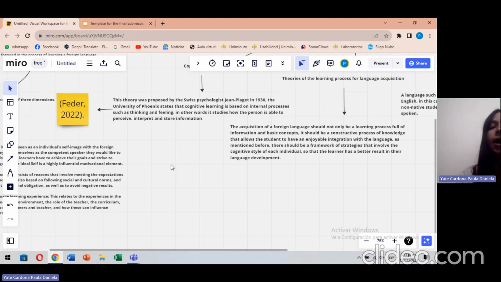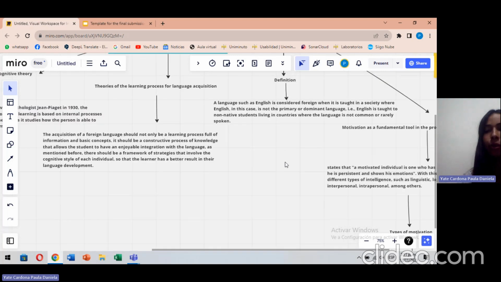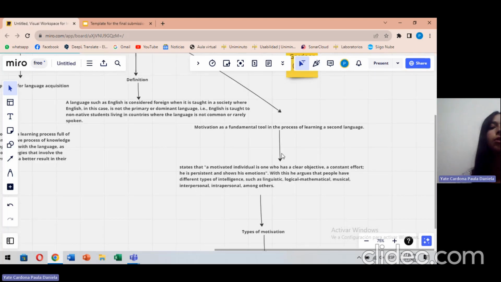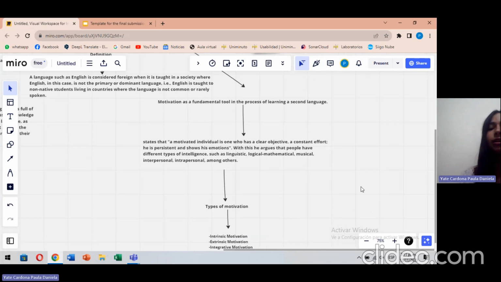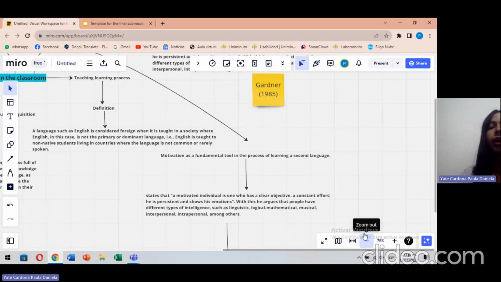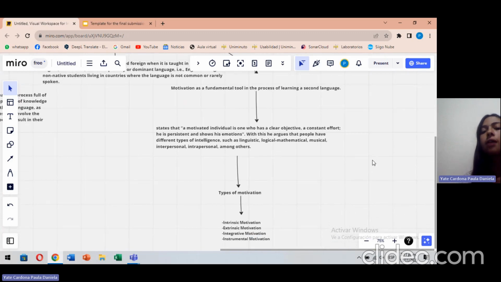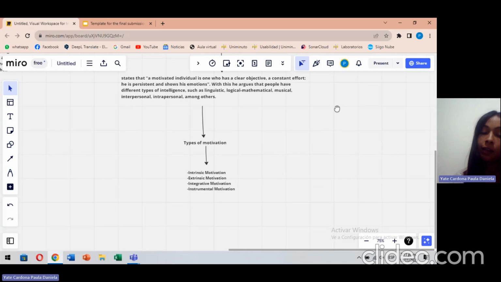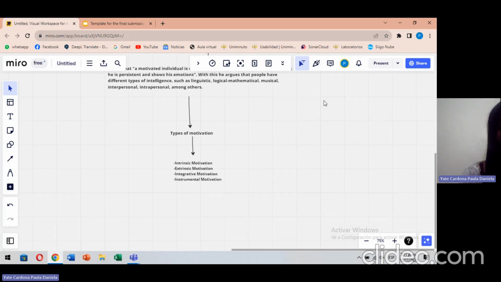Another important characteristic is motivation as a fundamental tool in the process of learning a second language. Gardner in 1985 states that a motivated individual is one who has a clear objective and constant effort. He is persistent and shows his emotions. For that, Gardner and Lambert in 1972 proposed four types of motivation. The first, intrinsic motivation; the second, extrinsic motivation; the third, integrative motivation; and the last one, instrumental motivation.